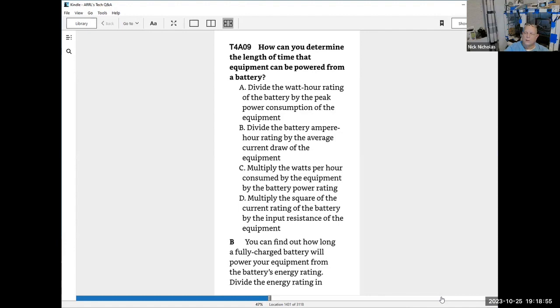The answer B here, divide the battery ampere hour rating by the average current draw of the equipment, is correct. If the current draw were constant, the average would be whatever the maximum current draw is. Now, if you're operating a transmitter, you're not going to draw continuous power. So if your radio's drawing 4 amps, then a 100 amp hour battery, which by the way would be a world of a big battery.